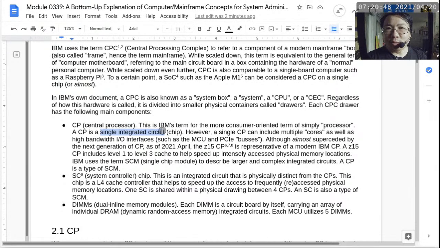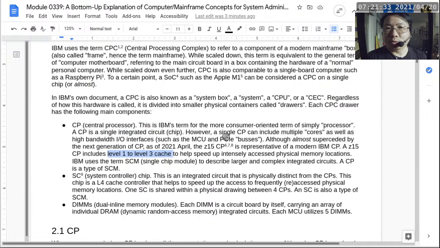But inside this physical chip, a single CP can include multiple cores, and with the Z15 central processor, it can contain up to 12 cores in each integrated circuit. So that's really quite a lot, because if you think about the i7 Intel processor, it usually has 4, maybe 6, maybe 8 cores inside, but inside a single IBM Z15 CP there can be up to 12 independent cores. And then inside the CP we also have caches, so it has level 1 to level 3 cache inside a CP.